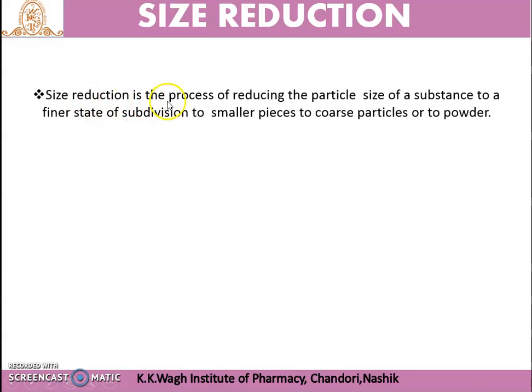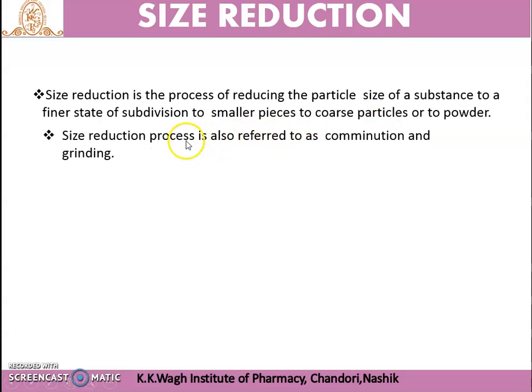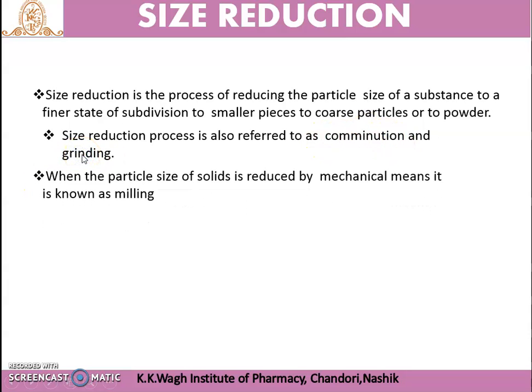the size reduction is the process of reducing the particle size of a substance to the final state of subdivision, to smaller pieces, to coarse particles or to powder. Size reduction is also referred to as comminution and grinding. When the particle size of a solid is reduced by mechanical means, it is also known as milling. These are the basic concepts about size reduction.